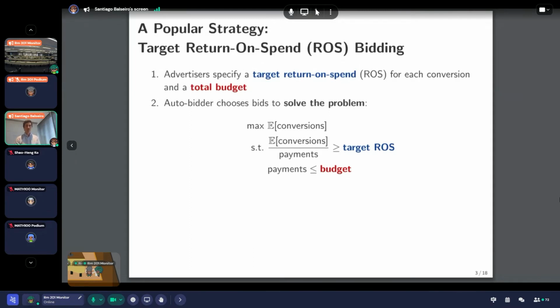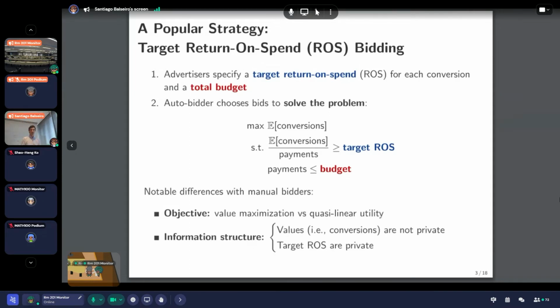Now, how is this problem different from traditional mechanism design problems, and notably different with manual bidders? Here, if you look at the objective, this is what is called value maximization, as opposed to quasi-linear utility, because we are not taking into account payments in the objective. Buyers are just maximizing the total number of conversions, and then payments are indirectly captured in the constraints.